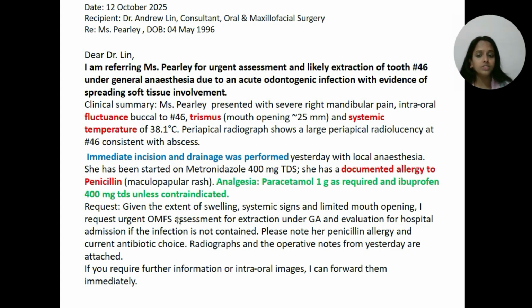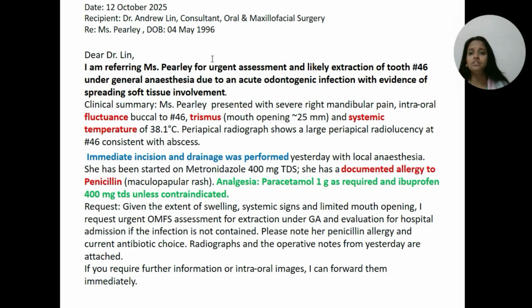And the request here is, given the extent of swelling, systemic signs, and limited mouth opening, I request urgent OMFS assessment for extraction under GA and evaluation for hospital admission if the infection is not contained. Please note her penicillin allergy and current antibiotic choice. Radiographs and the operative notes from yesterday are attached. If you require further information or intraoral images, I can forward them immediately. So this is the response.